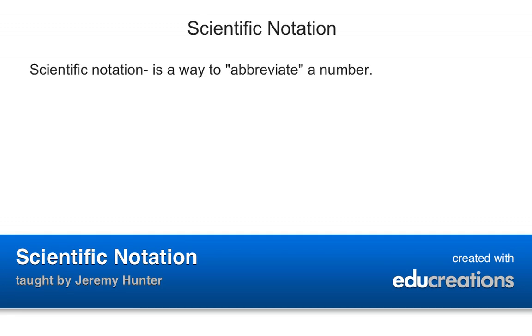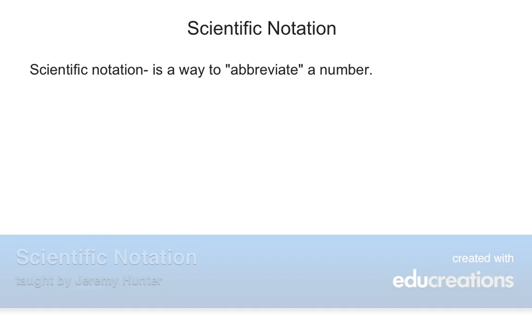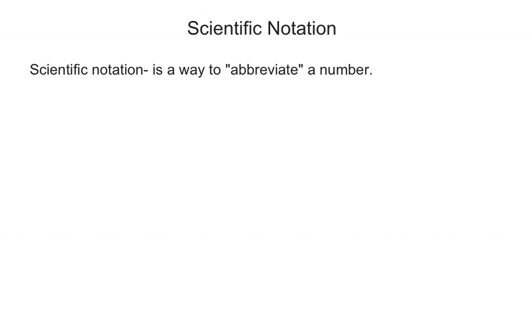Hey guys, today's lesson, scientific notation. Scientific notation is really just a different way to write certain numbers, especially numbers that are really big, numbers that are really small. And as I have written down here, scientific notation is a way to abbreviate a number.